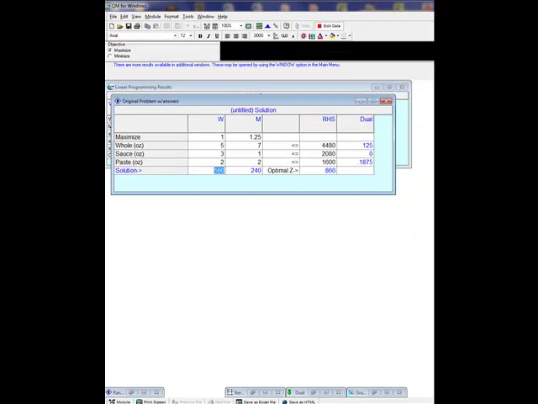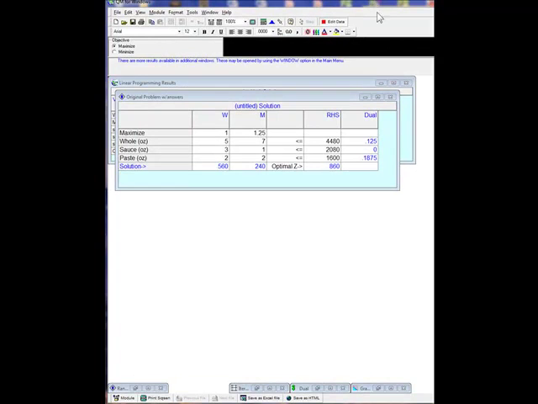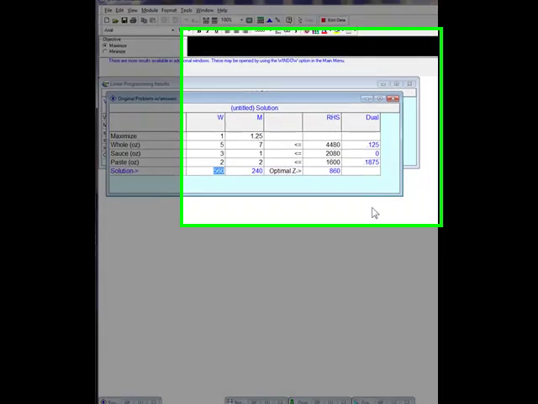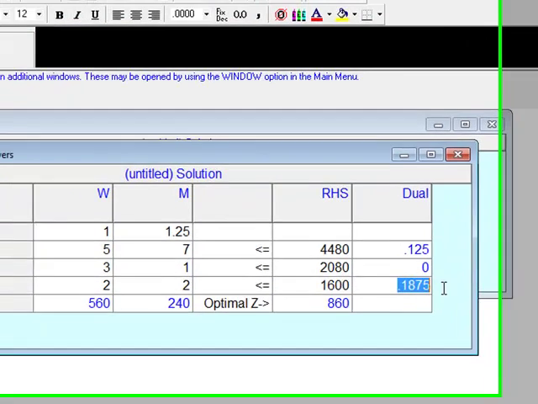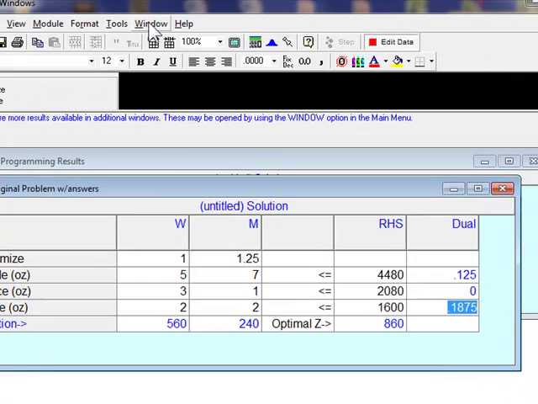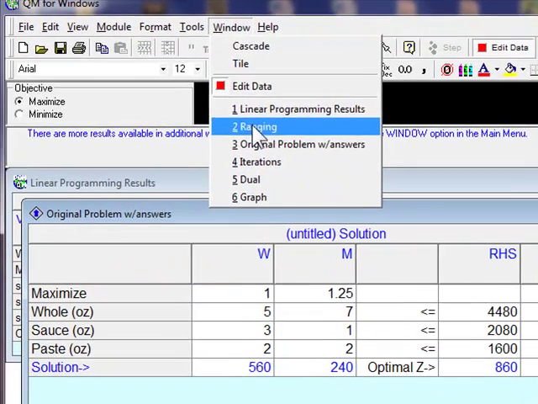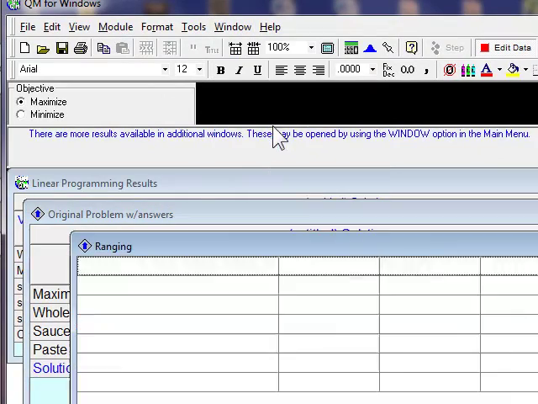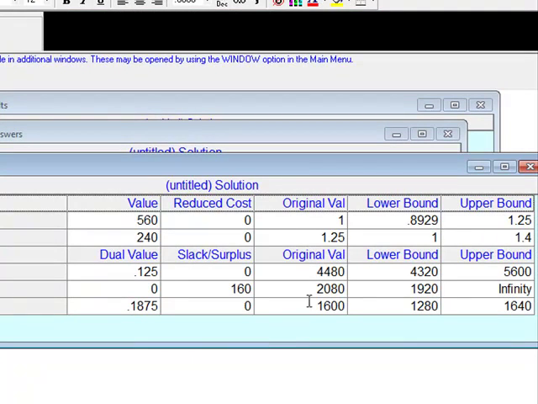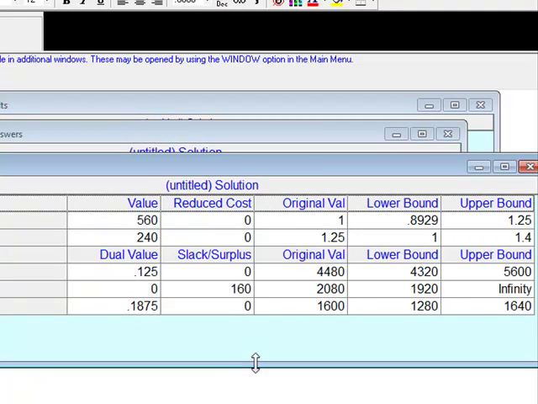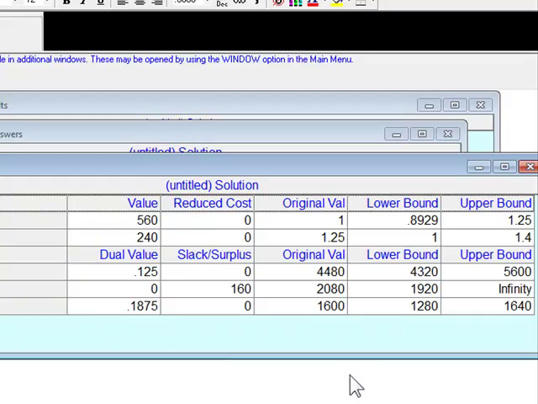These dual values that you see here are also reported if you go to the ranging window. So you go to the Windows menu and go to the ranging output. Now I will be spending most of the remaining time on interpreting this window right here.